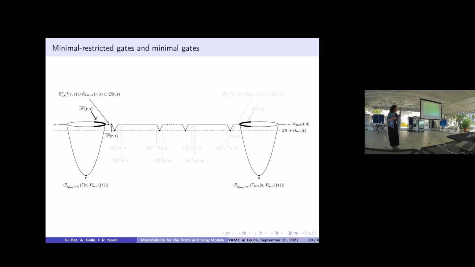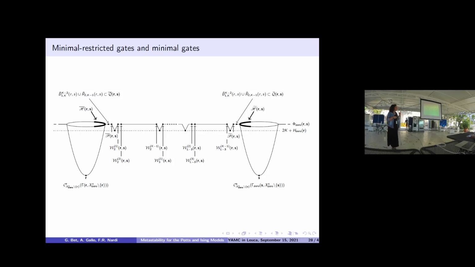The sets Q with a bar, H with a bar, and T with a bar are situated next to the initial cycle, so to the cycle of the initial stable state R. The sets WVJ are situated in the middle of the energy landscape between R and S, while the sets Q with a tilde, H with a tilde, and P with a tilde are next to the final cycle, so to the cycle of the target.